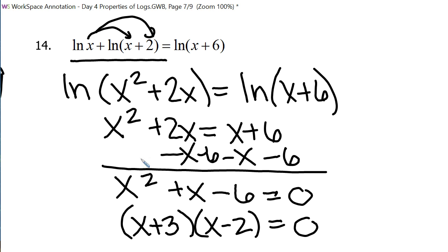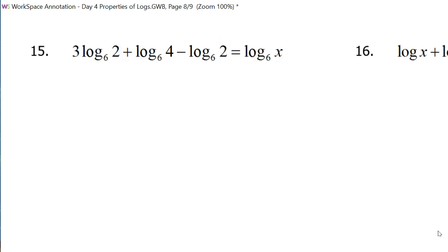But check the 2. If I put a 2 here, it's positive. If I put a 2 here, it's positive. If I put a 2 here, it's positive. So for that one, the only answer is positive 2. Okay, I want you to do number 15.